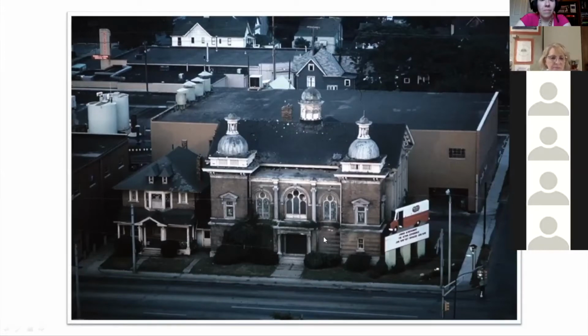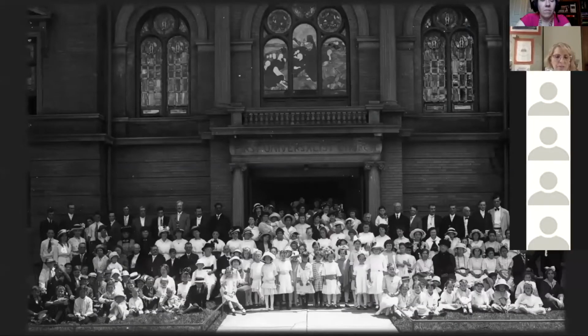But that church becomes critically important because that's where they have some of the early Women's Franchise League meetings too. So that will definitely be on the walking tour. Here's another picture of the congregation. You can see it was a beautiful church. Again, it's a shame it was torn down.